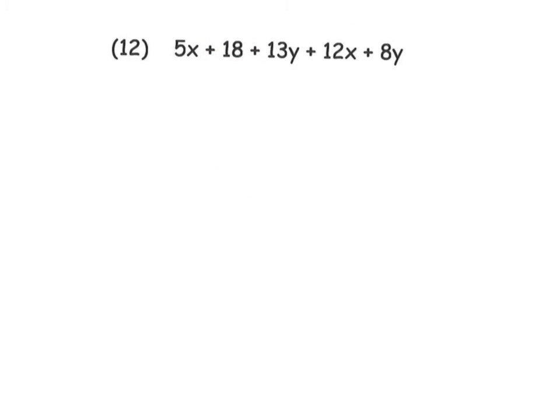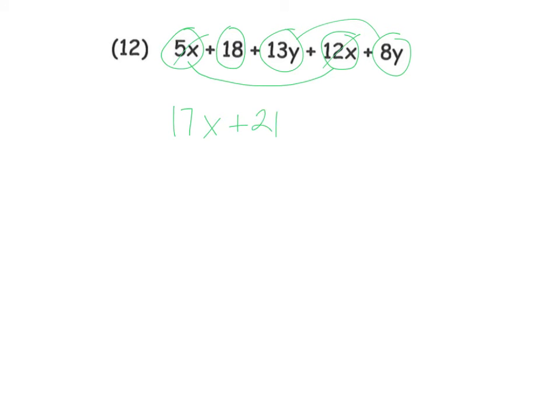Number 12, my terms are 5x, 18, 13y, 12x, 8y. I'm going to combine like terms with x's, so I've got 5x and 12x, that's 17x. Now I'm going to do the y's, so I've got 13y and 8y, that's positive 21y. And then I just have a positive 18 with nothing to combine with, so I get 17x plus 21y plus 18.